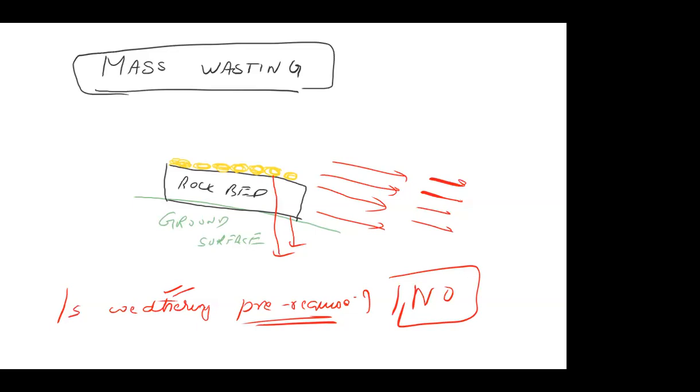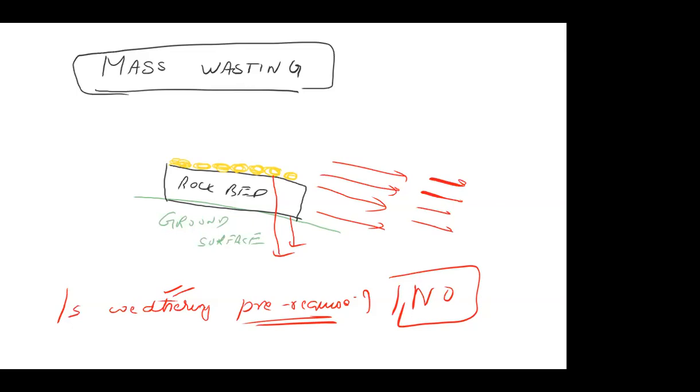Mass wasting is also about carrying rock materials from one place to another, but due to gravity and gradient, not due to weathering. So that's why it is only gravity. Weathering is not at all a prerequisite for mass wasting to carry the materials from one place to another. So I hope we are clear on this.